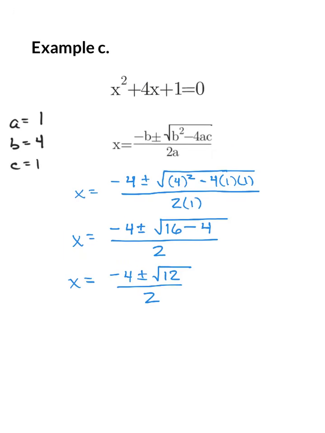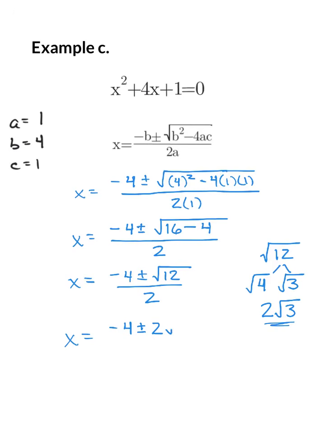The square root of 12 does simplify. It's not a perfect square, but we can break this up into squares and non-squares. So square root of 12, or just 12. A square that goes into 12 is 4. Our remainder would be 3. If I take the square root of 4, I get 2 square root of 3. So let's plug that back into our problem. We get negative 4 plus or minus square root of 12, we said was 2 square root of 3, over 2.